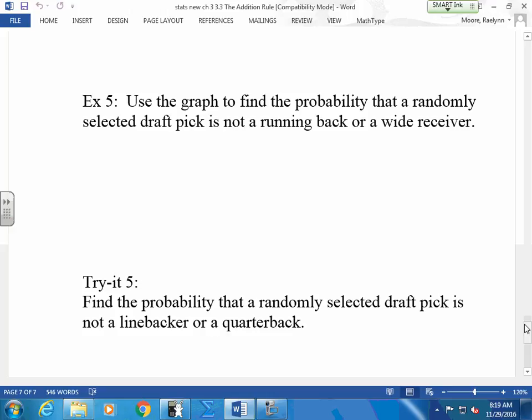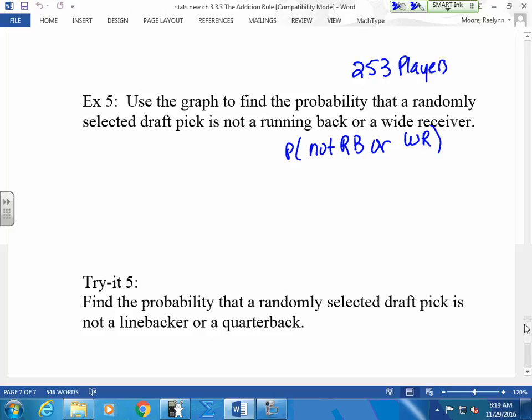Okay. We're going to use this figure at the right to find the probability that a randomly selected pick is not a running back or a wide receiver. I don't want him to be a running back or a wide receiver. He can be anything else. So should I add up all the other things? So if they told us this is a breakdown by positions of 253 players, I want the probability that he is not a running back or a wide receiver.